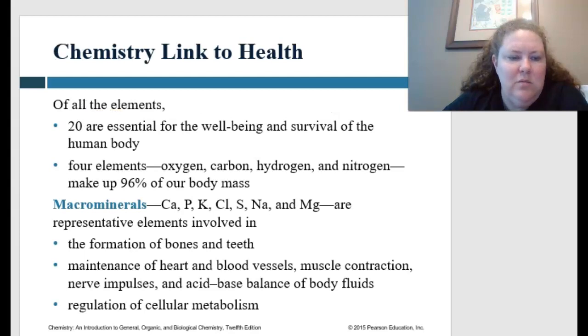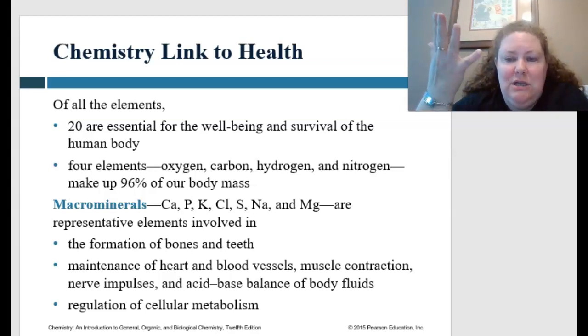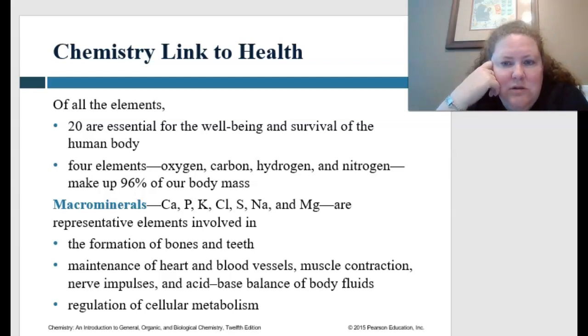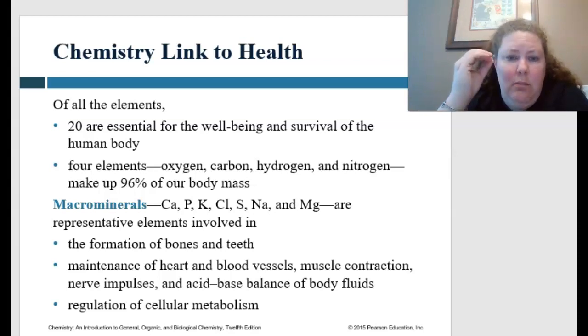Okay, all right, and then linking this to health. Of all of the elements, 20 are essential for the well-being and survival of the human body. 4 elements, which would be oxygen, carbon, hydrogen, and nitrogen. Put my little thumb in, right? So 4. These make up 96% of our body mass. So they're very, very important for us.